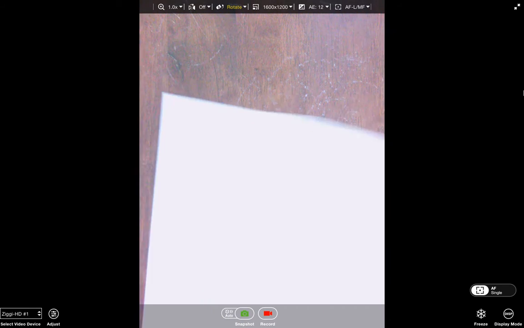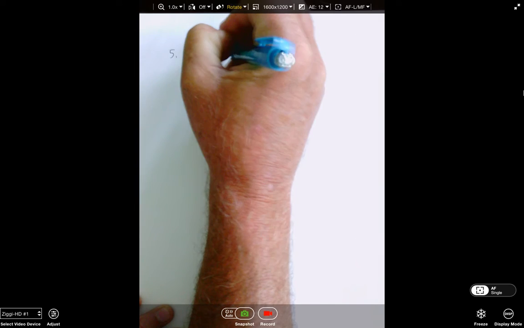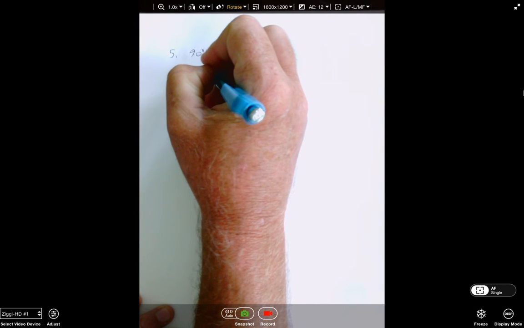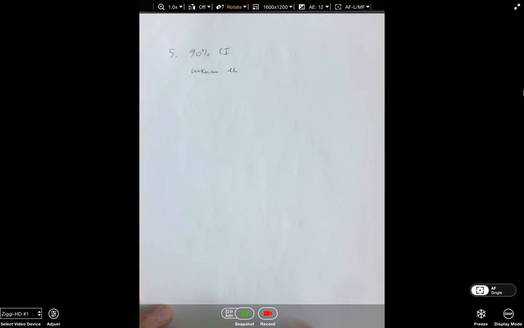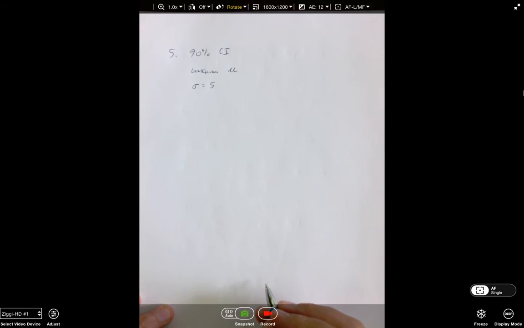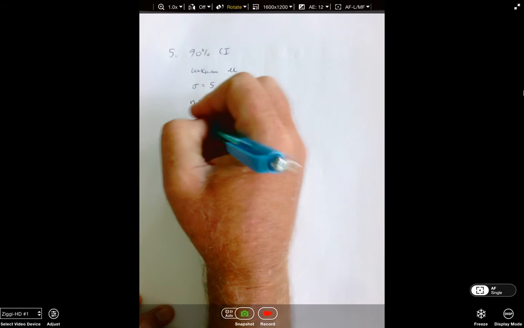All right, number 5 says a 90% confidence interval was calculated for an unknown mean. So number 5, let's just write down the things that are important. So we have a 90% confidence interval, unknown mu. Makes sense. If mu was known, we wouldn't need to estimate it. Population standard deviation equals 5. Sample size was 35. What was the critical value?